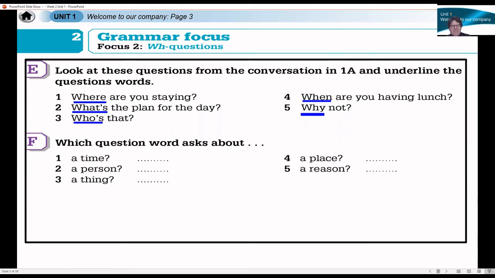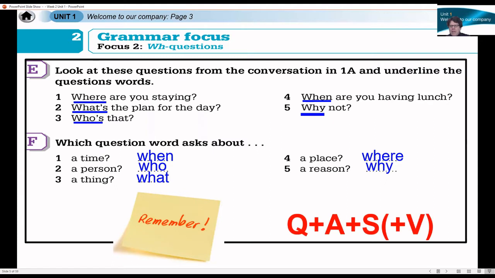And even for F, this is so easy. Don't worry about pausing the video. Which question word asks about time? When? Which question word asks about a person? Who? A thing? What? A place? Where? A reason? Why? All right. But of course, if you need to pause or take a screenshot, do it now.